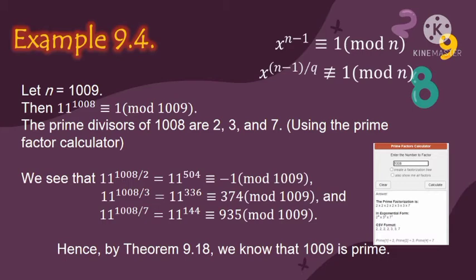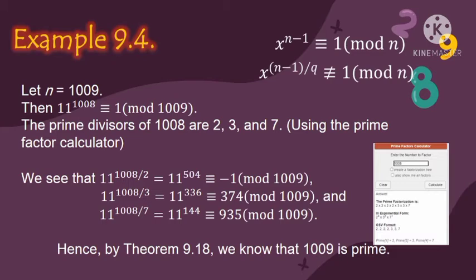And I used that to easily get the prime factor, so you can try it later on. So we see that 11 raised to 1008 divided by 2 is equal to 11 raised to 504, because 1008 divided by 2 is 504, is congruent to negative 1 modulo 1009. So how do I get negative 1? I simply use the power mod calculator that I introduced to you with the prime factor calculator. So you can use that also.